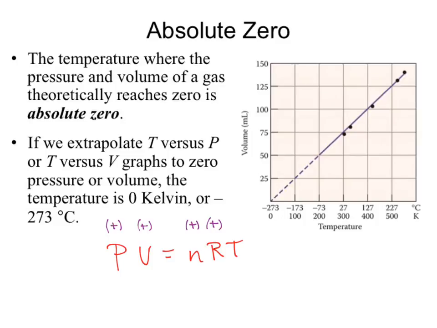So theoretically, we could go through and extrapolate this information out to find out that the absolute lowest temperature we could possibly get would be 0. That is our absolute value. That is our absolute 0.